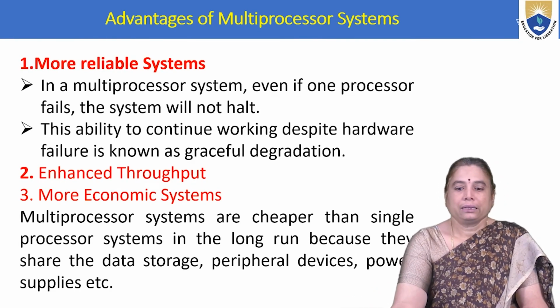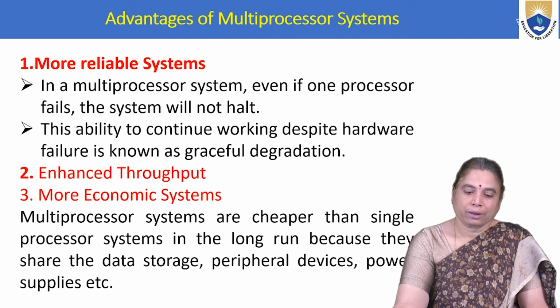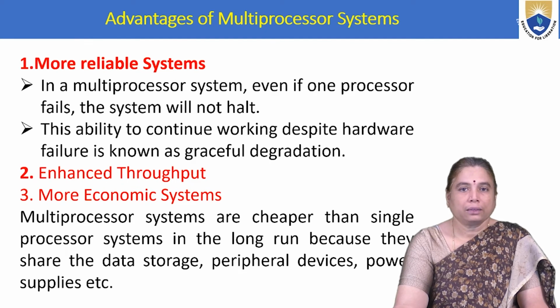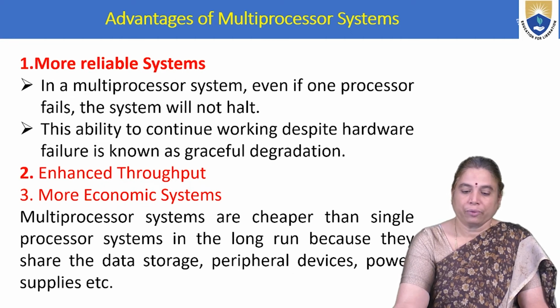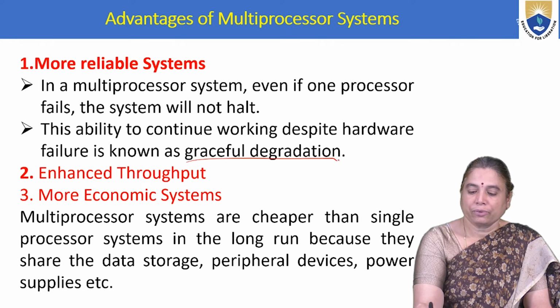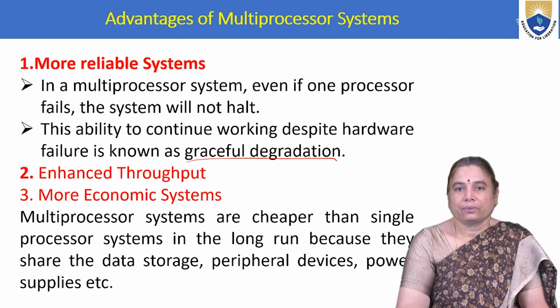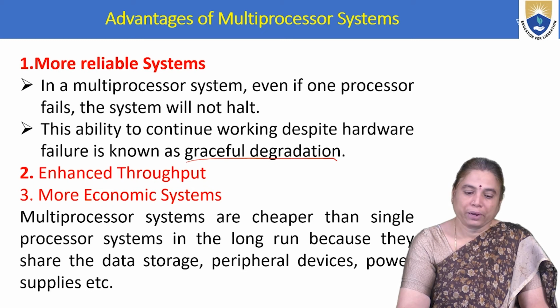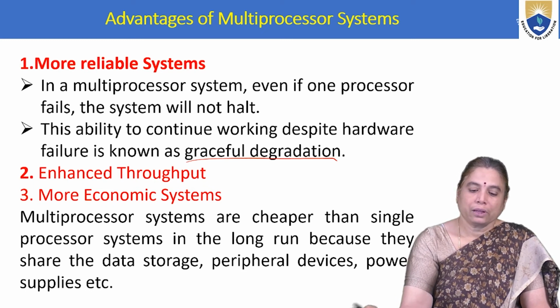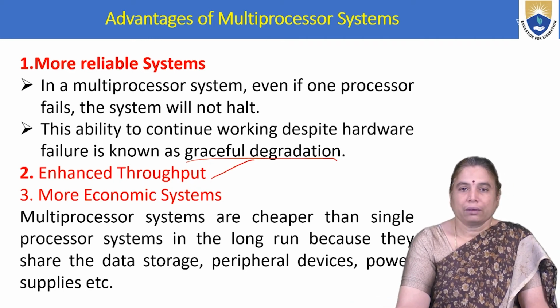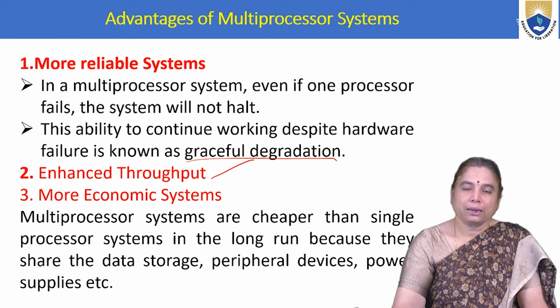What are the advantages of these multiprocessor systems? They are more reliable. If one processor fails, the other processors can take the load and continue execution of the process. This is known as graceful degradation. Multiple processes can be executed at the same time, which can enhance the throughput and performance of the system. And multiprocessor systems are more economical.